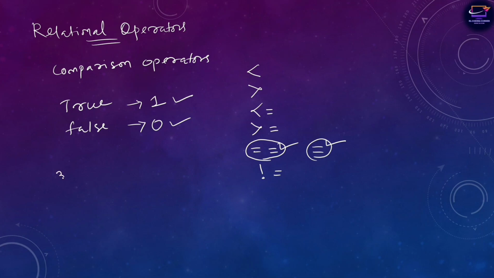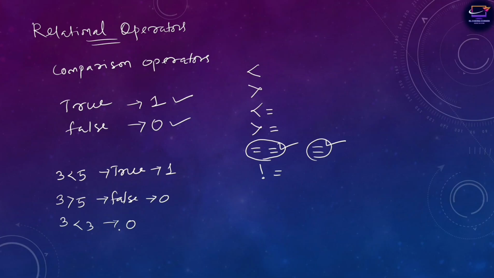See, if I write 3 less than 5, then what will you get? Is it true? Yes, 3 is less than 5, so true, right? So by using these operators, you will get output as true or false, also called boolean value, that is 1 or 0. So for true, I will get 1, right? If I write 3 greater than 5, it will give you result as 0, that is false. If I write 3 less than 3, it will give 0, that is false. But if I write 3 less than or equal to 3, yes, it is not less than, but it is equal to 3, then it returns 1 as true.